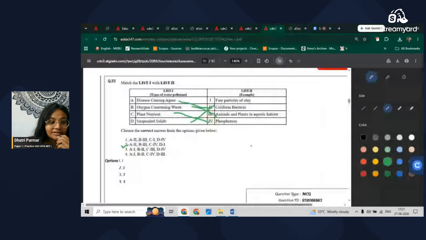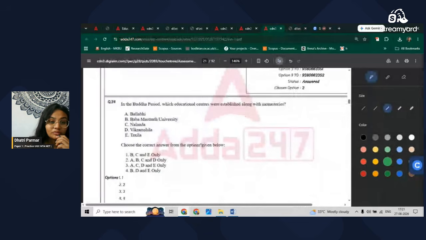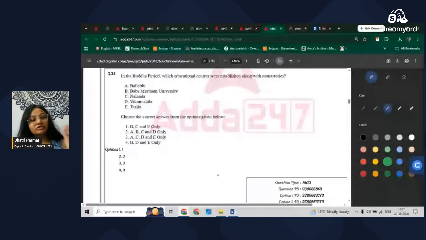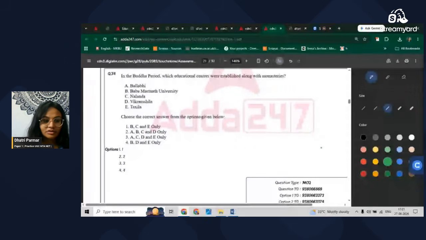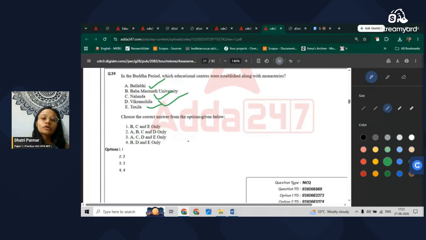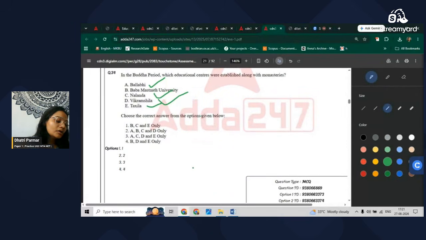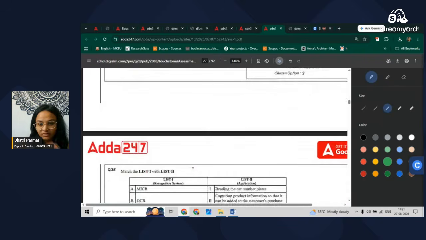Moving to the next. In the Buddha period, which educational centers were established along with the monastery? Okay, Nalanda, Vikramshila, Takshashila. So we have to look at the answer. This is again coming from higher education, and the right answer is Nalanda, Vikramshila, and Takshashila. All these are part of the monastery and Buddha period. During that period only, these were established, starting from the 5th century to the 8th century.